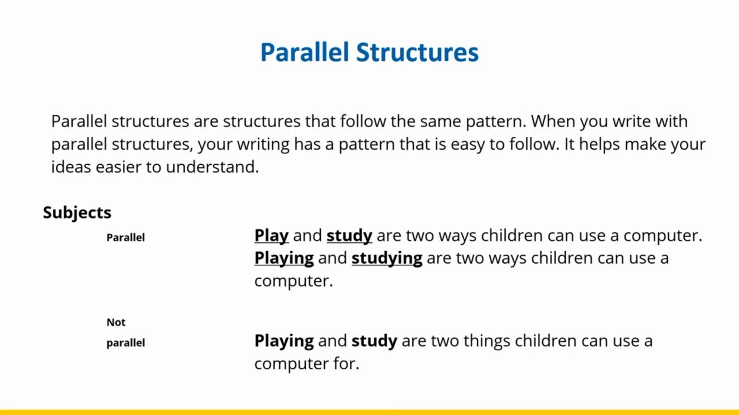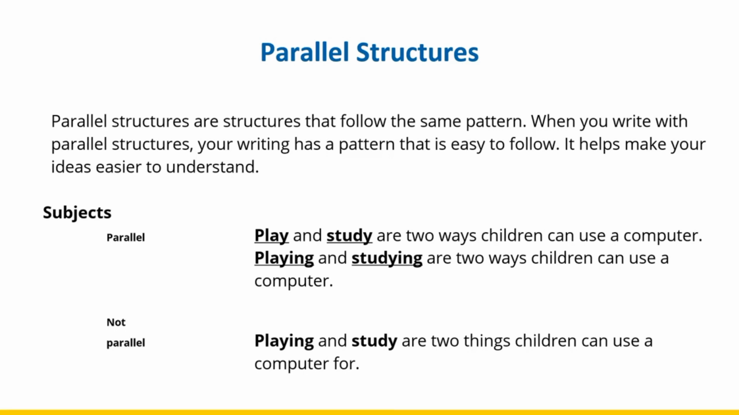In English, we have different types of parallel sentences. And the first one we are going to review today is subject parallels. Here you see a couple of sentences. The first one shows parallel structure: play and study are 2 ways children can use a computer. As you see, the words play and study are in bold, and they are parallel in this case.